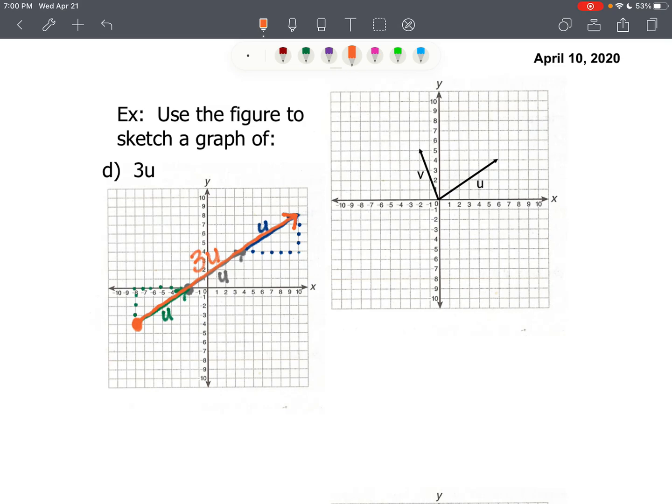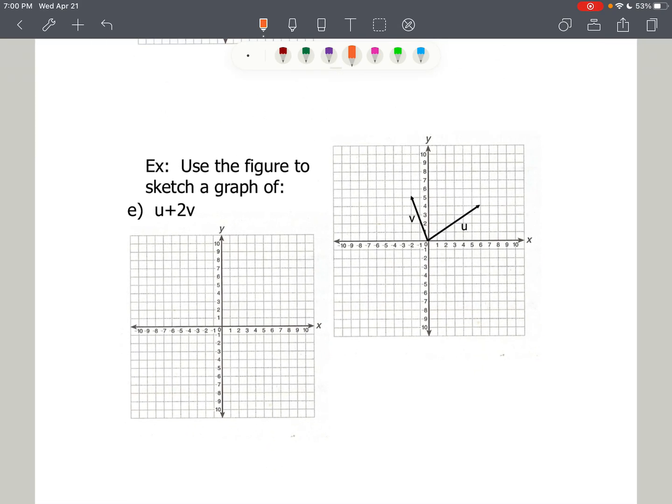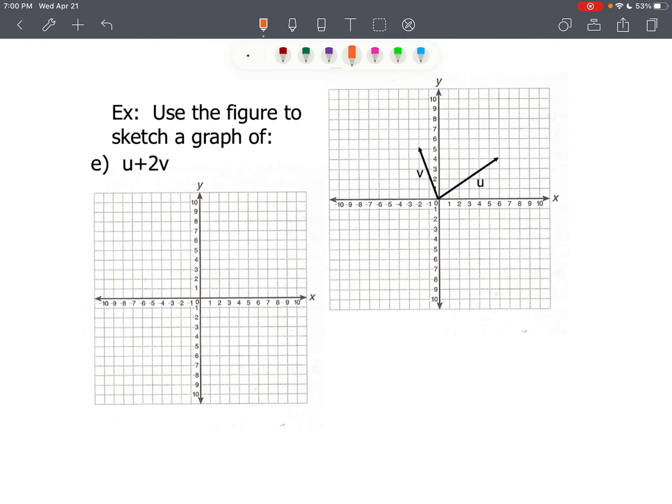Now we're going to put the two ideas together, and you're going to try to find u plus 2v. I'm going to challenge you to try and stay inside the grid, and not go outside the grid, to sketch the graph of u plus 2v. Go ahead and press pause, and when you're ready to check your answer, come on back and I'll show you how I got my answer.